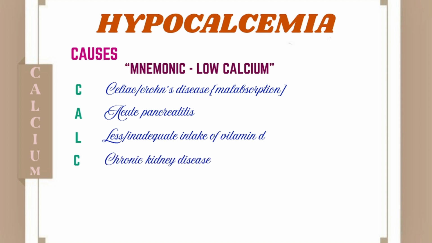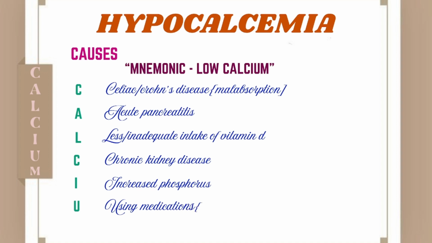C. Chronic kidney disease. Now, kidneys convert vitamin D to its active form. So, if this process is impaired, there is no vitamin D in its active form. So, low calcium absorption. So, hypocalcemia. I. Increased phosphorus. Phosphorus and calcium have an inverse relationship. So if there is increased or high phosphorus level, there will be low calcium level in the blood.